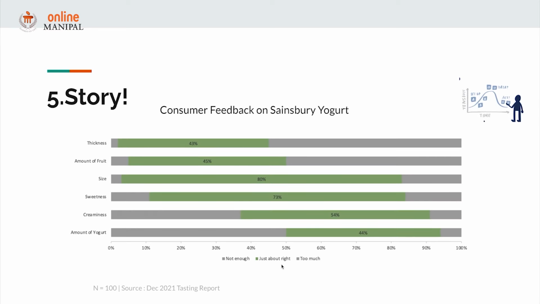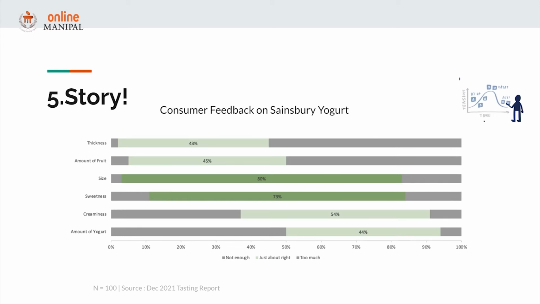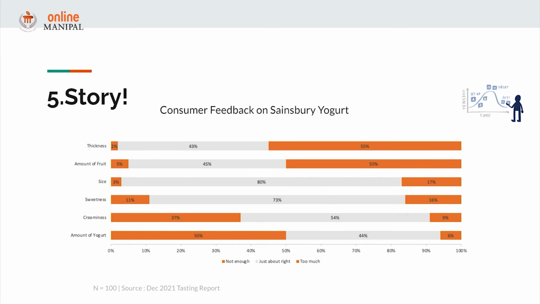So what does the data say? We plug in the data here and bring the attention to the things that are just about right. From that, most of the responders have said that the size and the sweetness of the yogurt is just about right, and we are doing pretty good with that. So let's just keep it as is. But there's more happening, and we've got some not so good feedback on a couple of categories as well. Particularly, up to 50% and more people have said that the thickness of the yogurt, the amount of fruit, and the amount of yogurt are not up to the mark. Particularly, thickness and amount of fruit are a little too much, and the amount of yogurt is a little less.